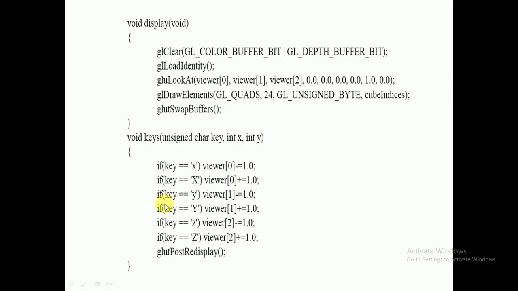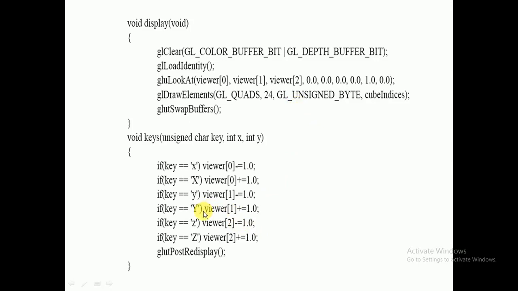Similarly, if key equal to small y, if you press small y, then viewer minus 1 means y. This is y, with respect to this, right? The origin is here, and you are coming this way, meaning you are looking at the cube from the bottom, because 0 is here and y is positive this side, so you are taking your camera toward this side. That is what happens if you press small y. If you press capital Y, you are going to the top side, meaning positive y, and from this side you are viewing the cube from the top.